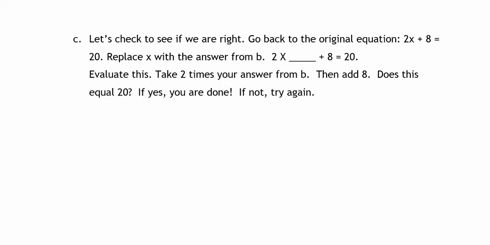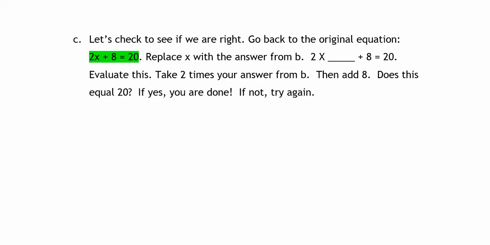Let's check our answer. You should always know if you got a problem right or wrong with algebra. In order to do this, we go back to the original equation. Our equation was 2x plus 8. Now we know what x is. We found out above that x was 6. So I'm going to take x out and put the number 6 in. This is kind of pre-typed up for you. If it wasn't, this is how I would write it.